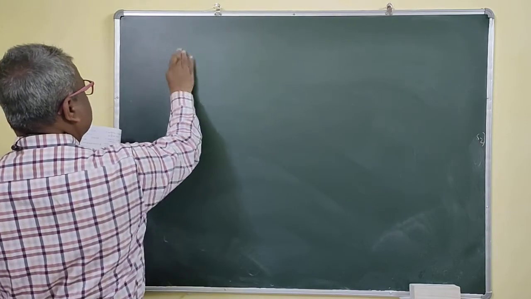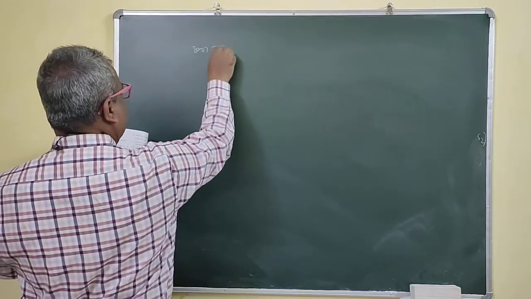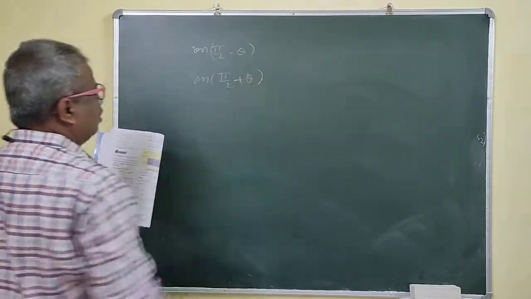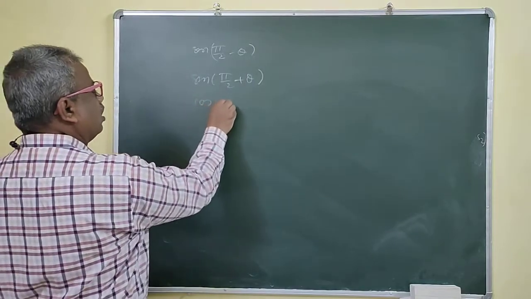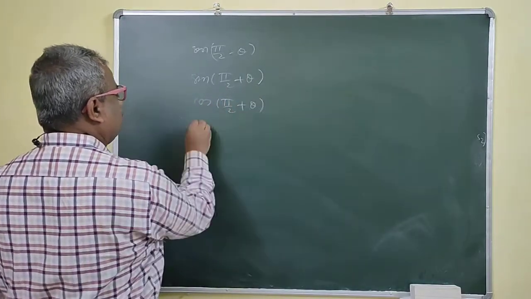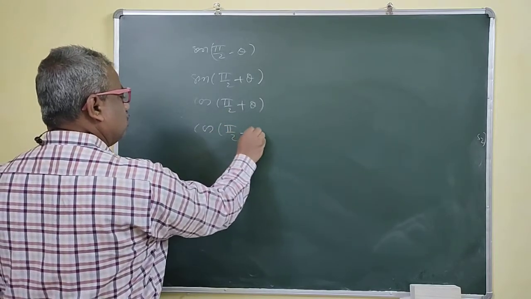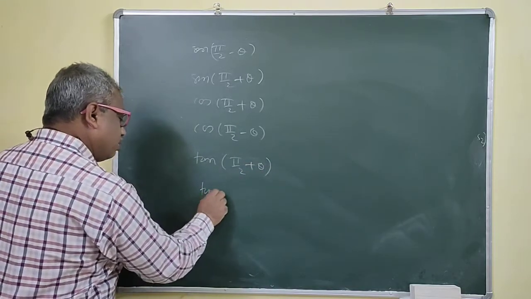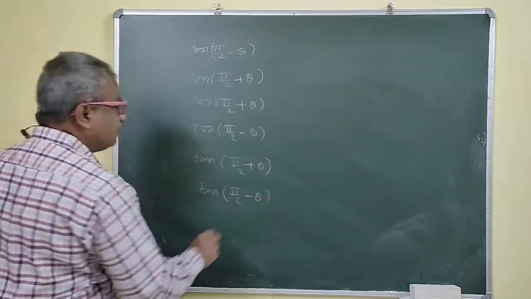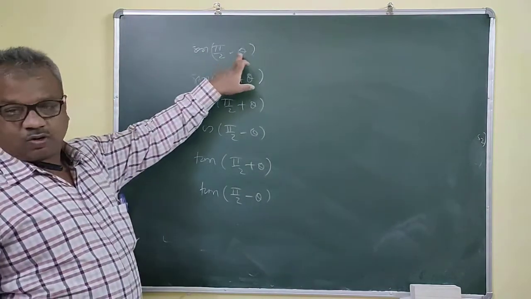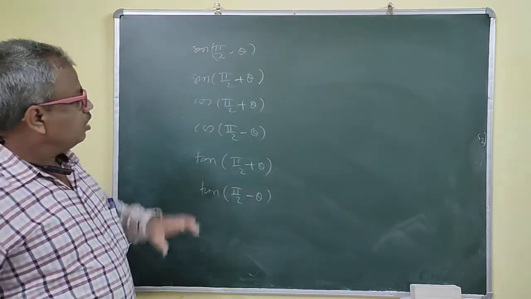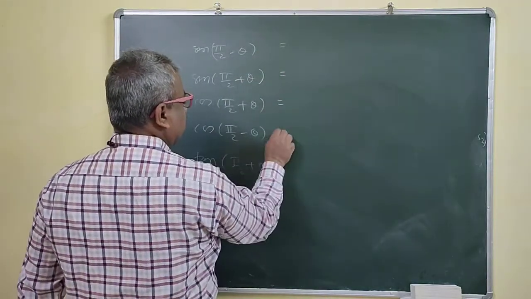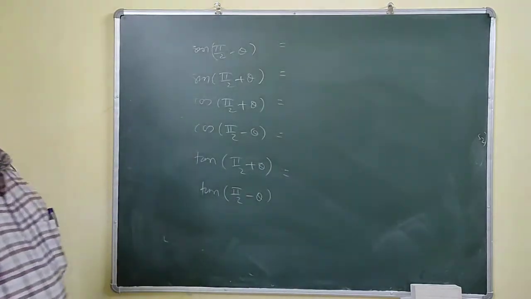we have already seen sine of pi by 2 minus theta, sine of pi by 2 plus theta, cos of pi by 2 plus theta, cos of pi by 2 minus theta, tan of pi by 2 plus theta, tan of pi by 2 minus theta. That is, theta and pi by 2 minus theta, they are the allied angles, right? So what is tan pi by 2 minus theta?